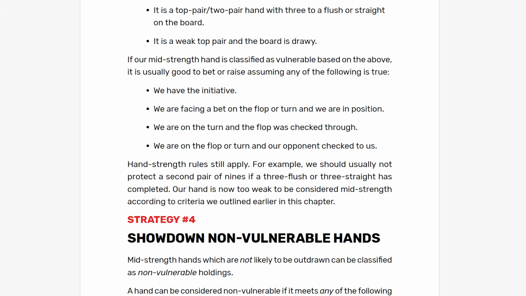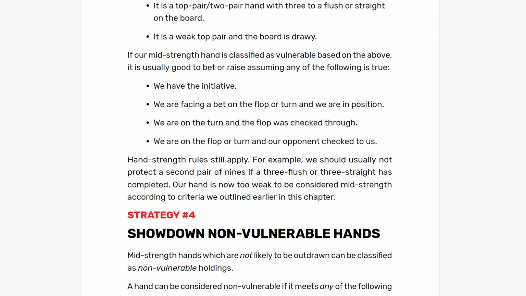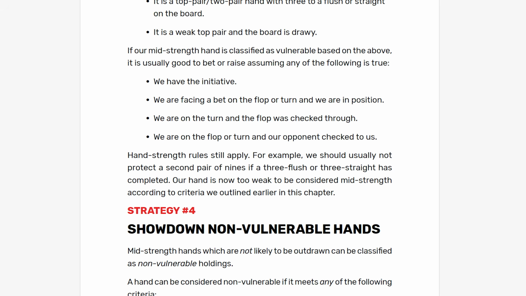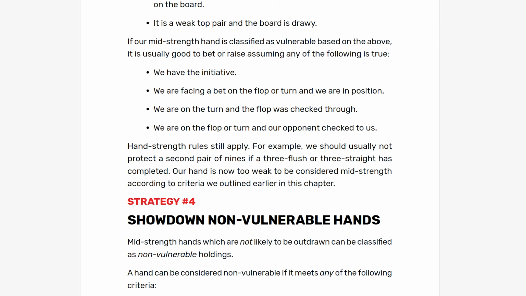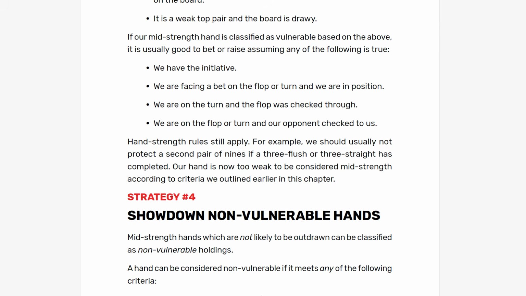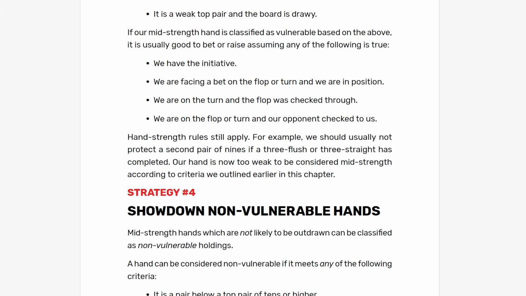Hand strength rules still apply. For example, we should usually not protect a second pair of 9s if a 3 flush or 3 straight is completed. Our hand is now too weak to be considered mid-strength according to criteria we outlined earlier in this chapter.